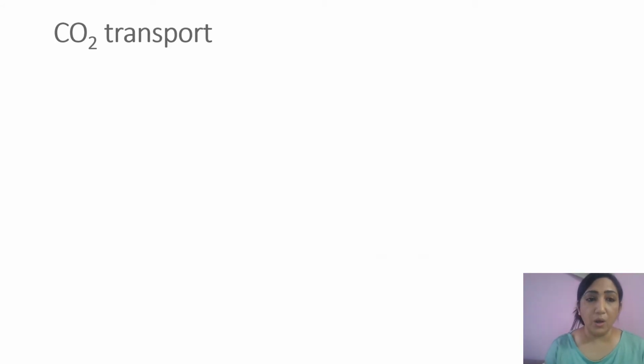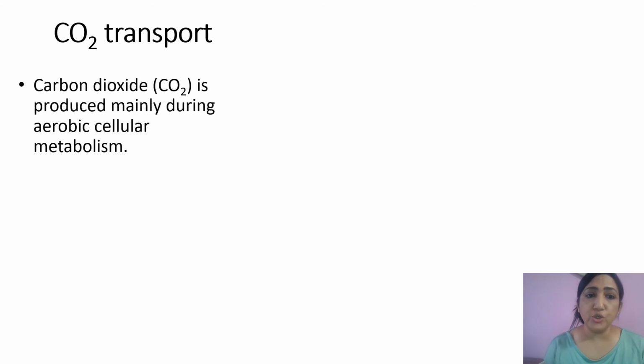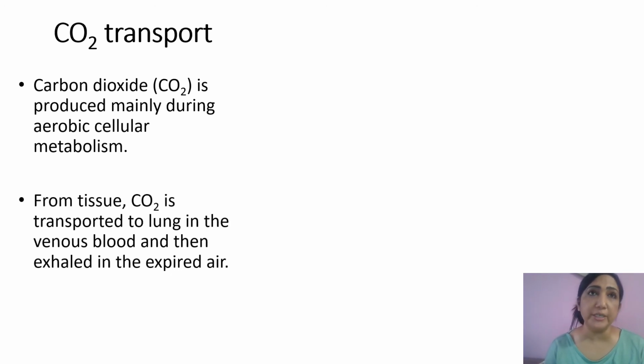Now, carbon dioxide transport in the blood. The carbon dioxide is produced during aerobic cellular metabolism at the tissue level, and it has to be transported from the tissue to the lung through the venous blood, and then exhaled into the air.